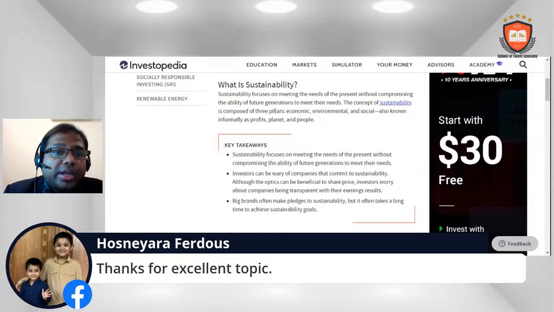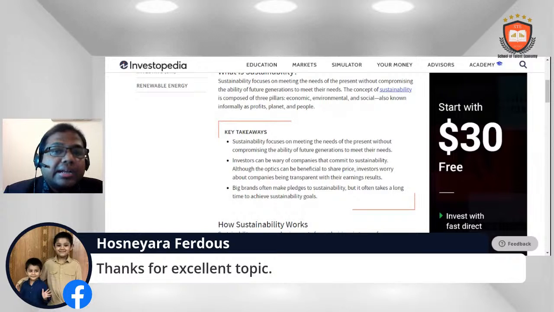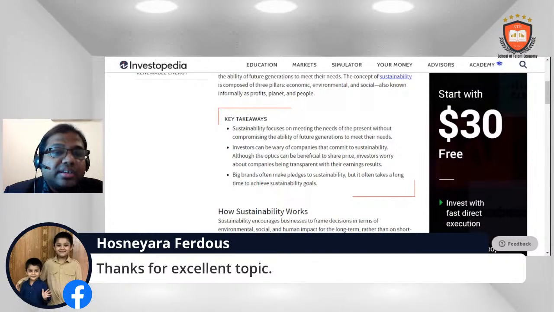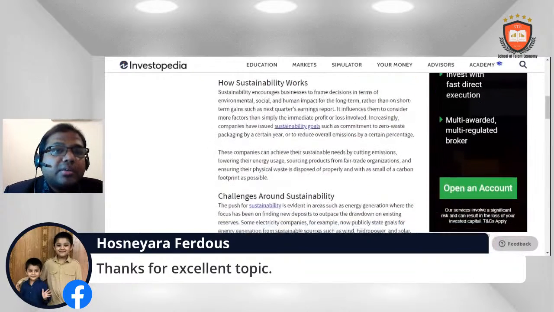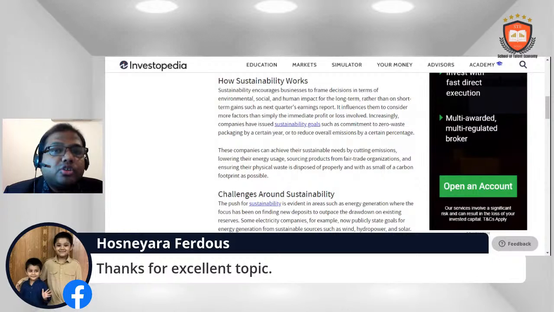Investors can be wary of companies that commit to sustainability, although the optics can be beneficial to share price. Investors worry about companies being transparent with their earnings results. Big brands often make plays to sustainability, but it often takes a long time to achieve sustainable goals. So how does sustainability work? Sustainability encourages business to frame decisions in terms of environmental, social, and human impact for the long term rather than short-term gain, such as the next quarter's earnings report. It influences them to consider more factors than the immediate profit or loss involved.